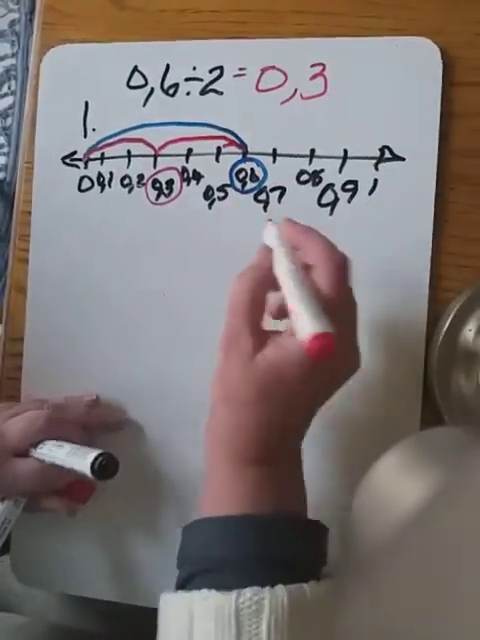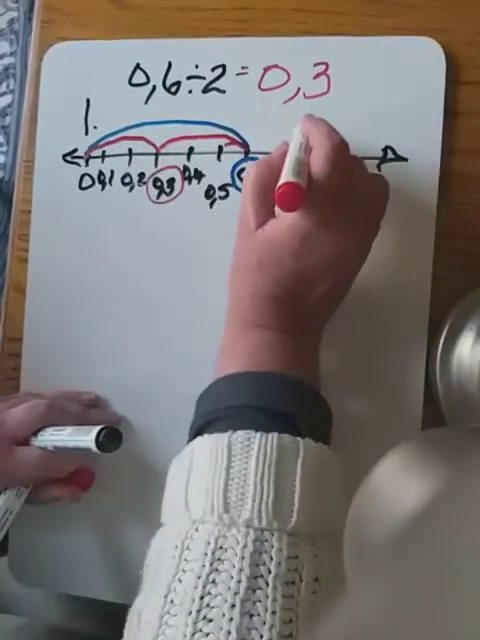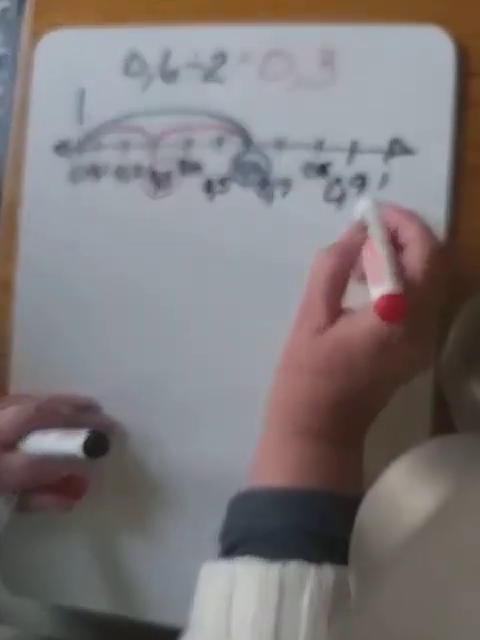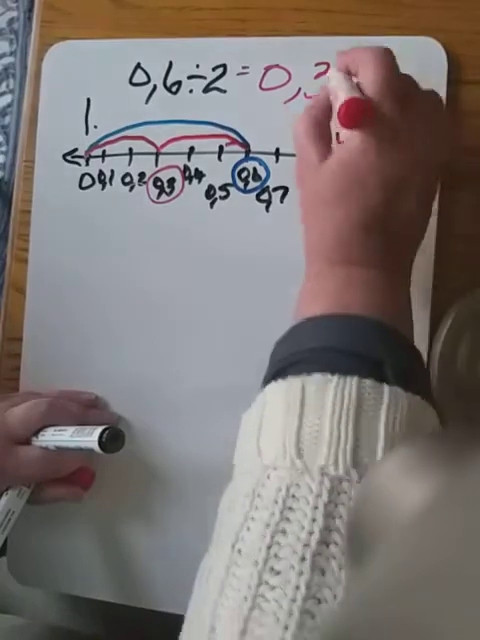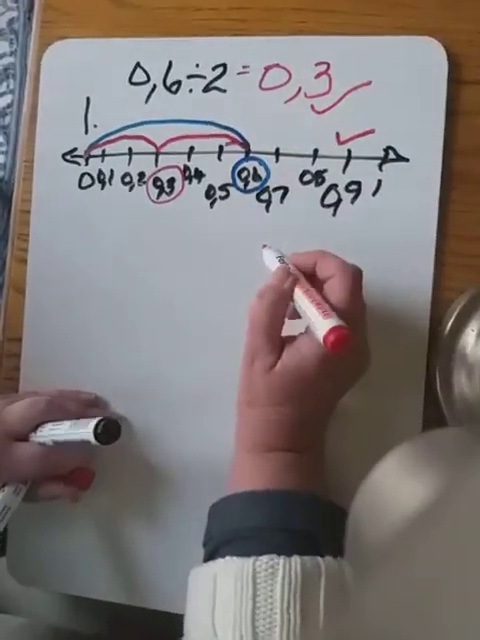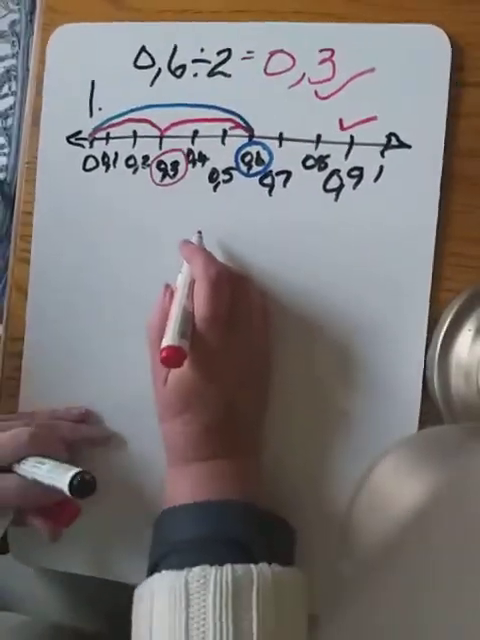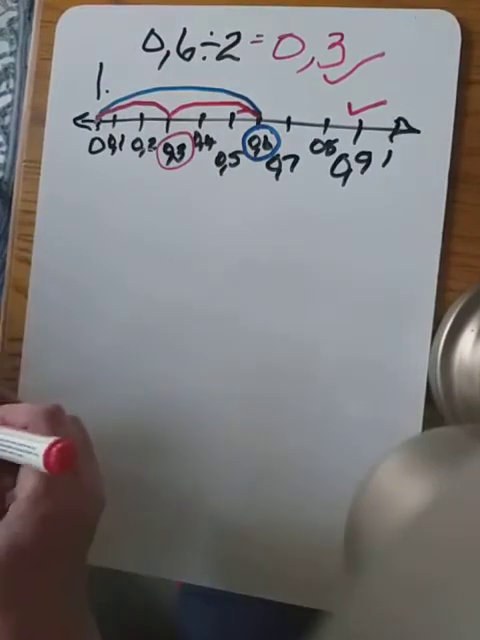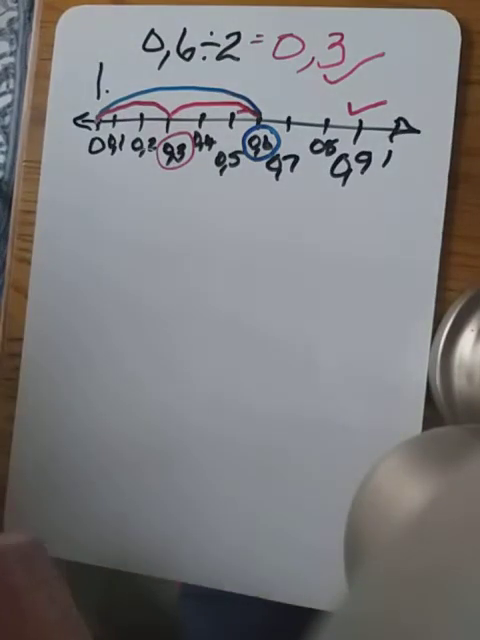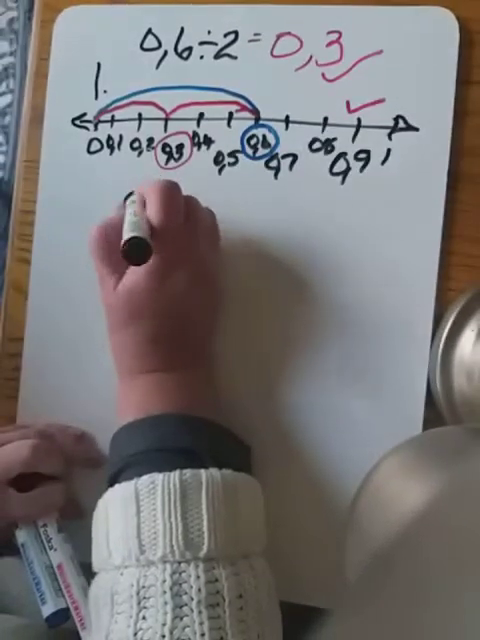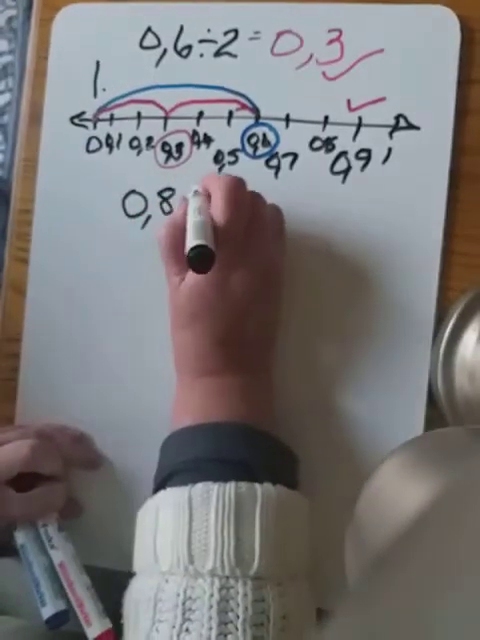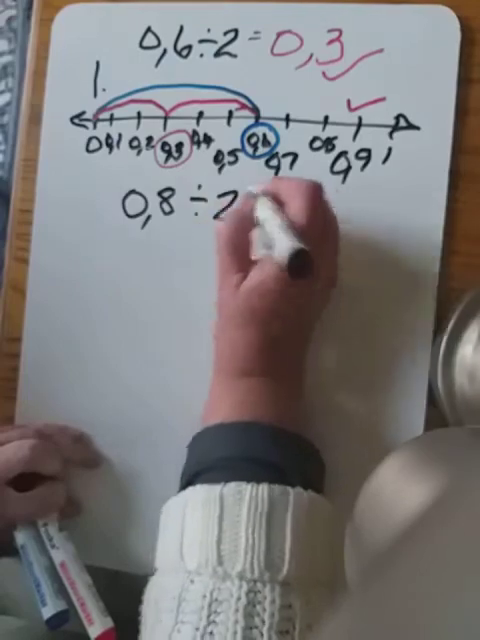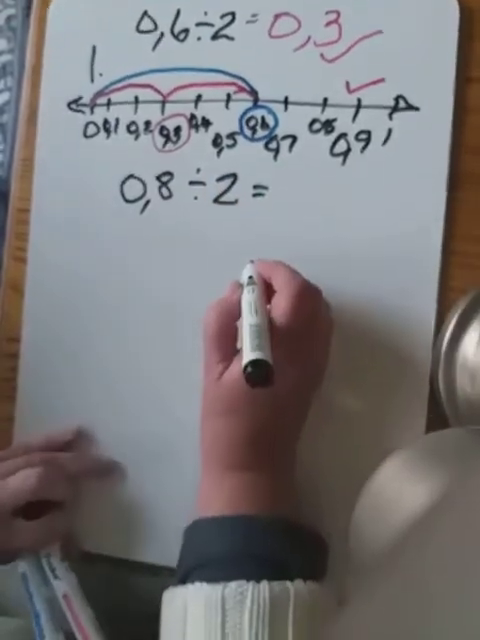Okay. So not only must you work it out, you need to show it on the number line. Guys, this is as important as that. Okay, I'm going to show you another one. So now I say 0,8 divide by 2, equals. Number line.